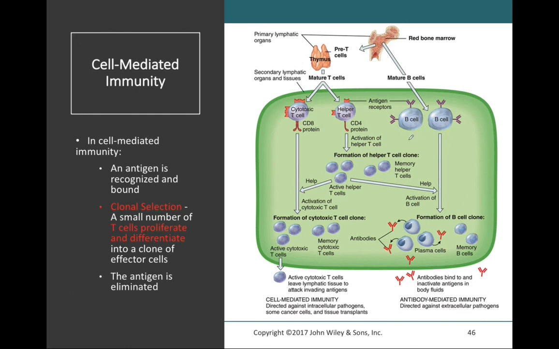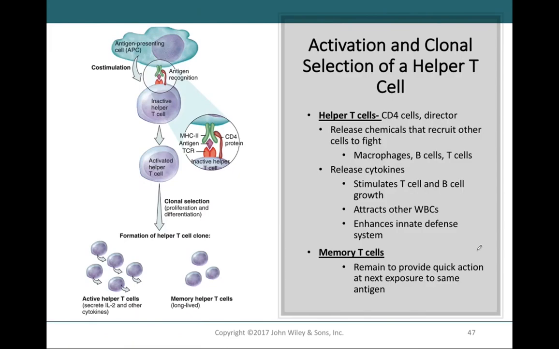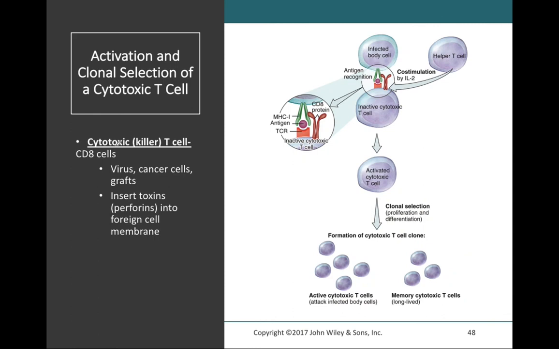B cells, once activated, will also undergo the process of clonal selection. They will differentiate into plasma cells and memory B cells. We'll talk about these a little bit more when we get to the humoral immunity. But first and foremost, we need to discuss the cell-mediated immunity and what happens when T cells are activated. So the first thing that I need to mention about the cell-mediated immunity is that we have three different types of T cells: helper T cells, memory T cells, and cytotoxic T cells, also known as killer T cells.